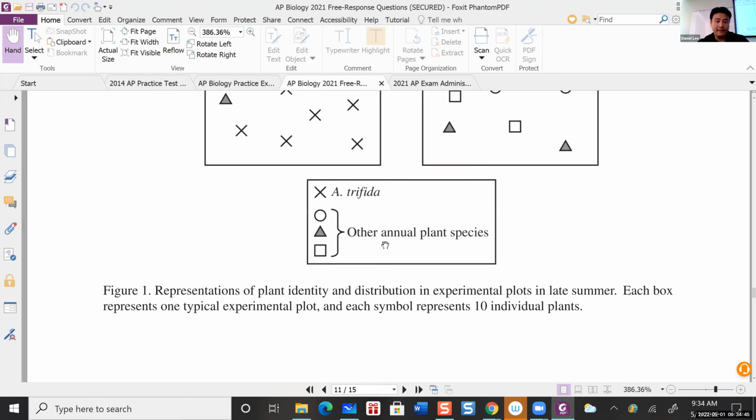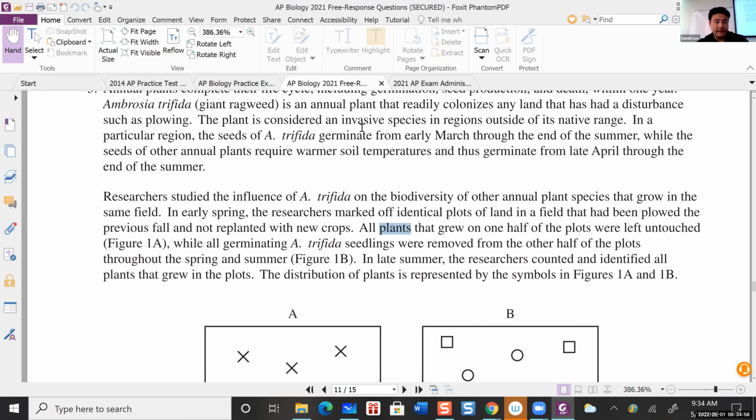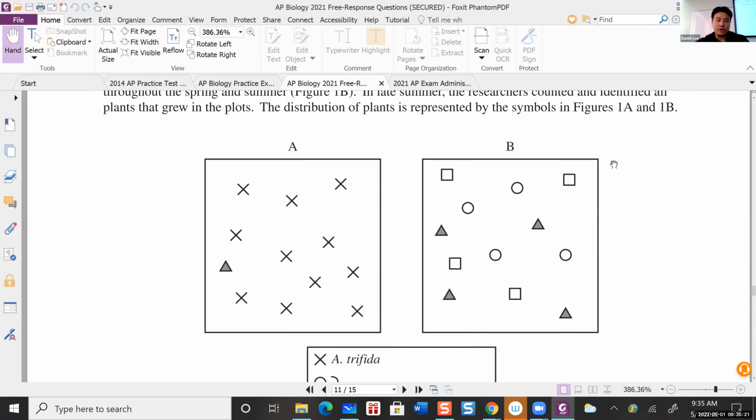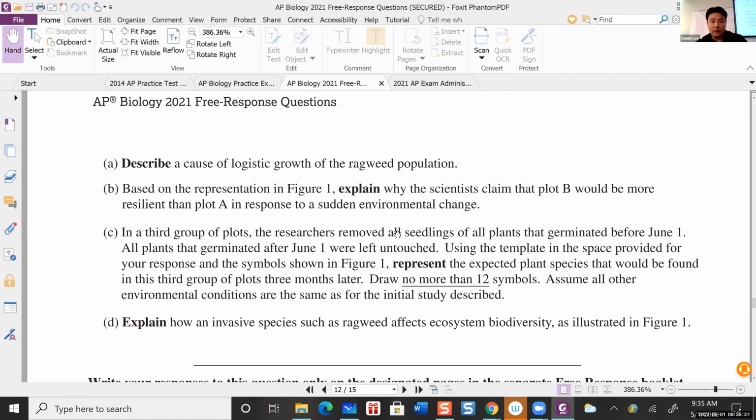So what is the importance of June 1st? That's the cutoff date. You take away all the seedlings that germinated before it. This has to do with the timing of these plants. Remember, we are told that the giant ragweed germinates early March, and everybody else germinated late April. So on June 1st, you take out all the seedlings. Basically, you remove the advantage that ragweed has. So you essentially remove ragweed's advantage.